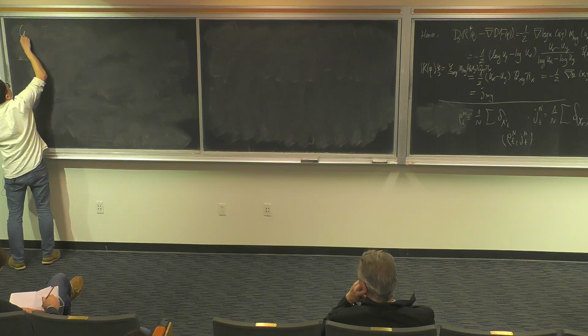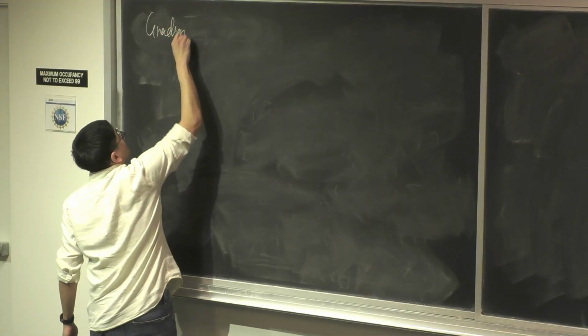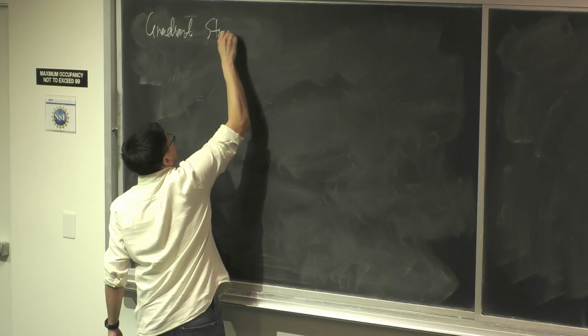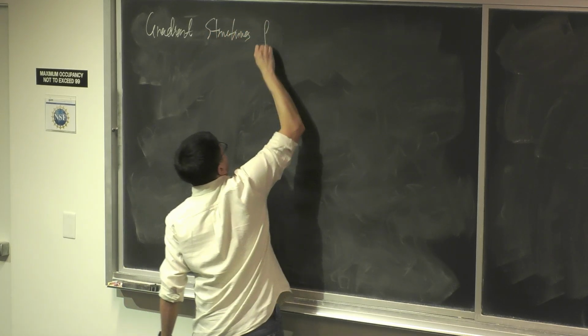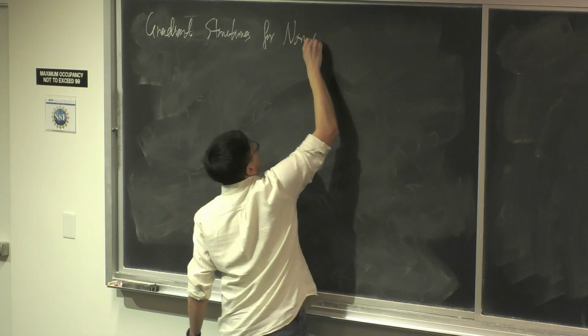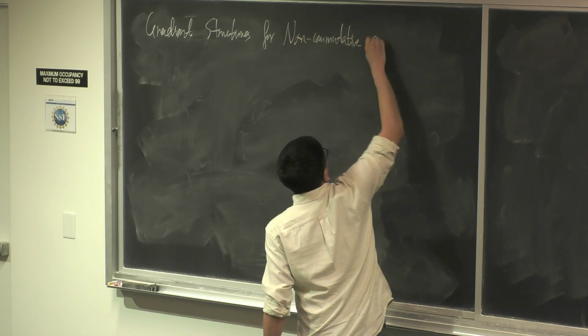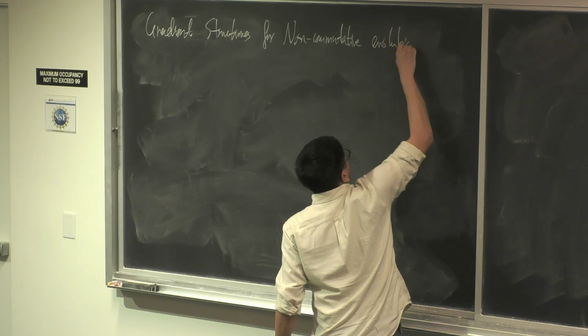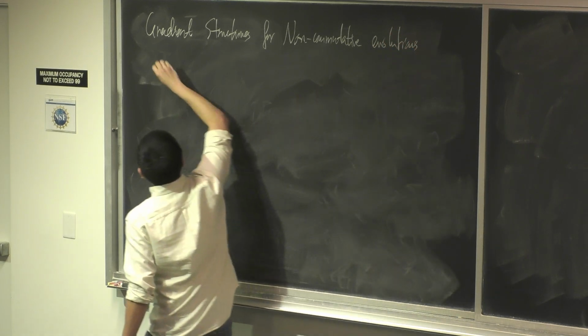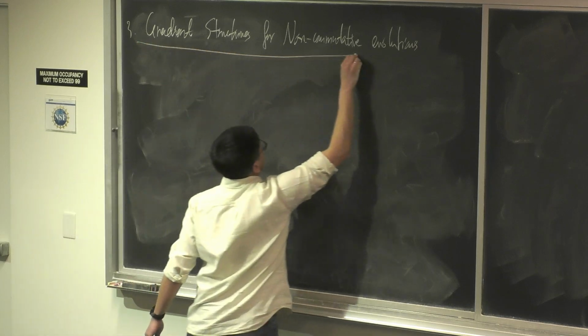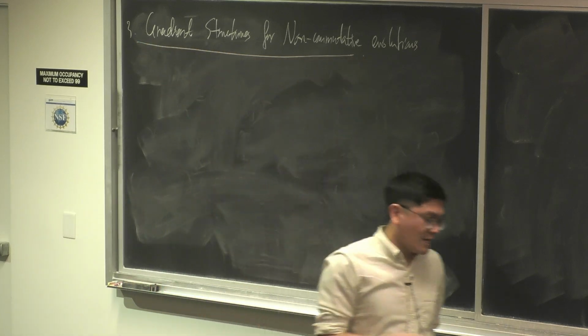Gradient structures for non-commutative evolutions. Okay, so this is part 3. So the starting point is again the same.